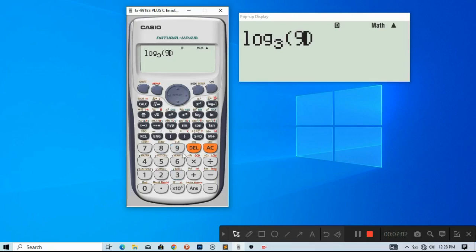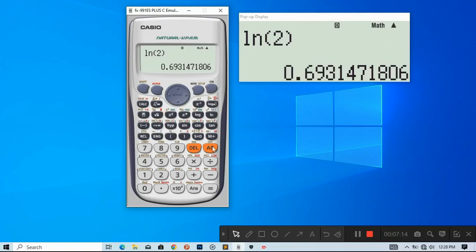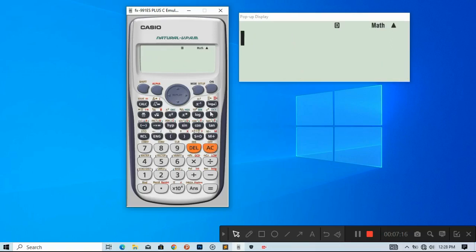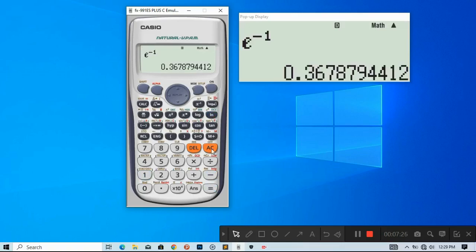For natural logarithms, we punch on this key. For example, the natural log of 2 is 0.6 something. We can also compute exponential functions by punching Shift and a key for natural logarithms. We can solve linear equations in one variable in this mode.